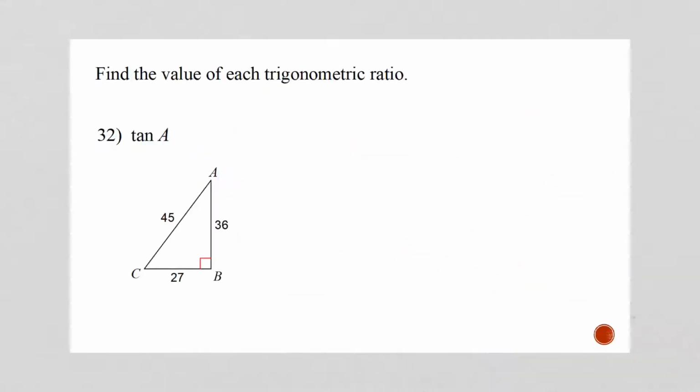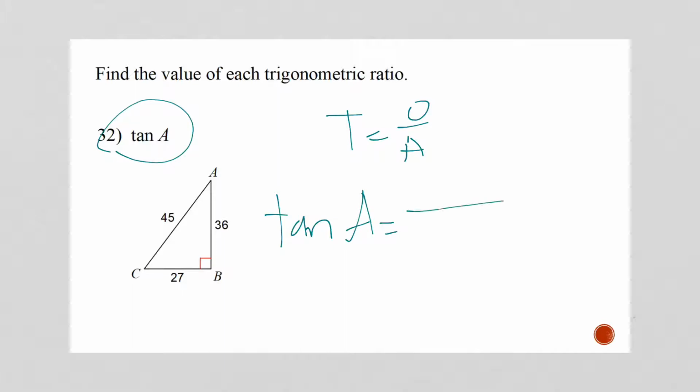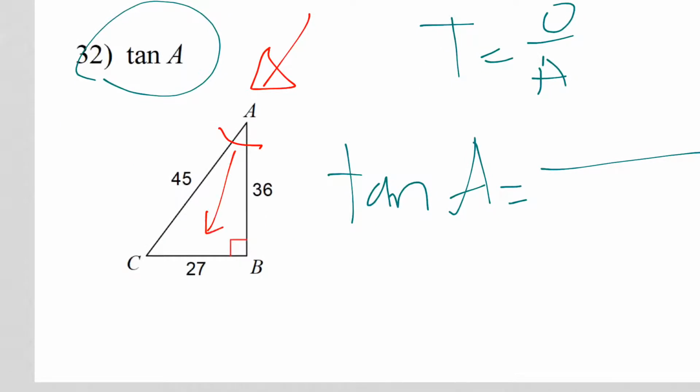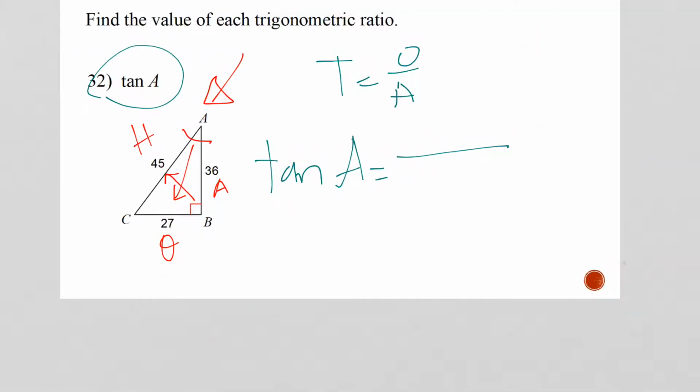Question 32 is asking us for tangent of angle A. Tangent is TOA. So tangent of angle A is equal to O over A. Well, I've got to name the sides. So angle A is where I'm starting. Opposite is 27. Hypotenuse is 45. And the adjacent side would be the last one. So O divided by A.